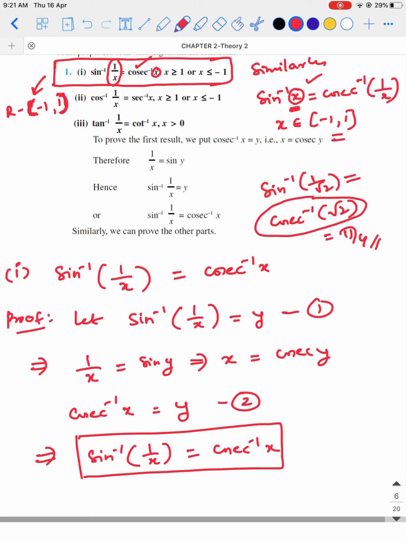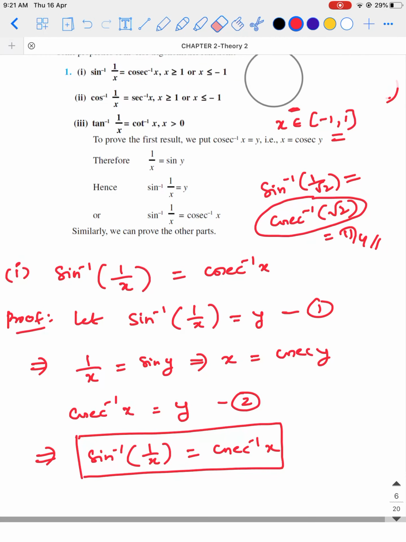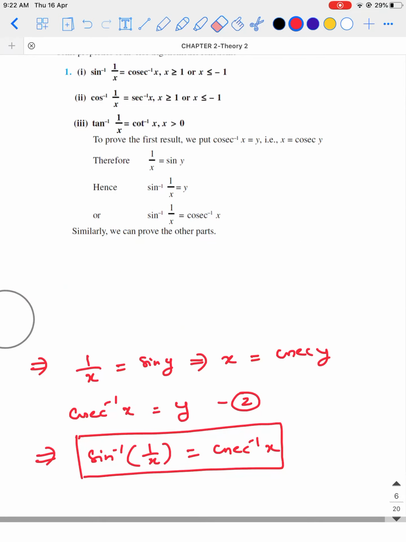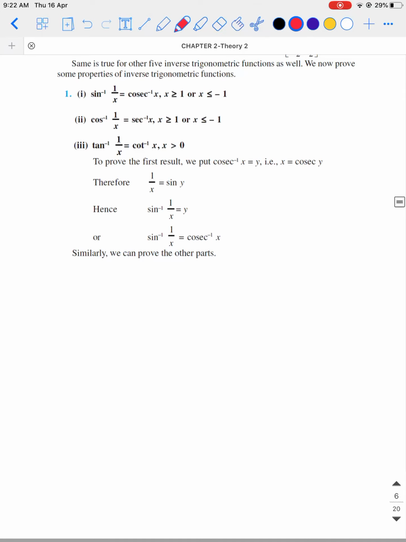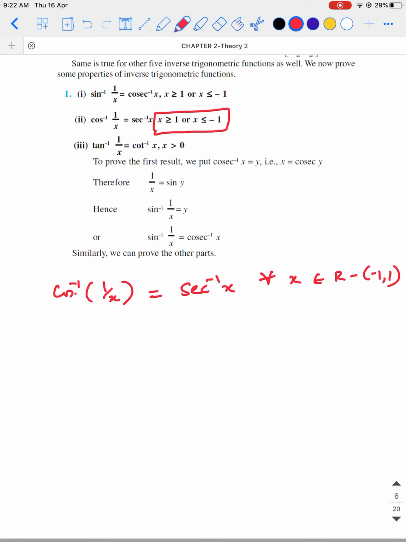Now similarly, if you observe the other values, whichever trigonometric function is the reciprocal of the other, then this property gets satisfied. Since cos and secant are reciprocals of each other, we can say cos inverse of 1 by x is going to be secant inverse of x for all values of x that belong to R except minus 1 to 1. So that's what is given here. So x is greater than or equal to 1 or x is less than or equal to minus 1. This one and this one mean the same.